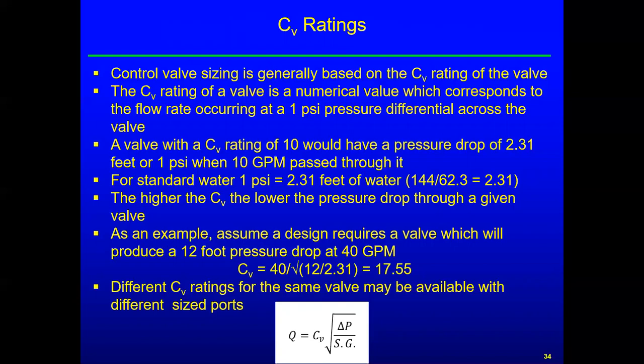The strict definition of CV, the CV rating on a valve, is the numerical value that corresponds to the flow rate through the valve at a 1 psi pressure difference, a 1 psi pressure drop across the valve. So a valve with a CV of 10 would have a pressure drop of 2.31 feet, or 1 psi, when 10 GPM is passing through it.